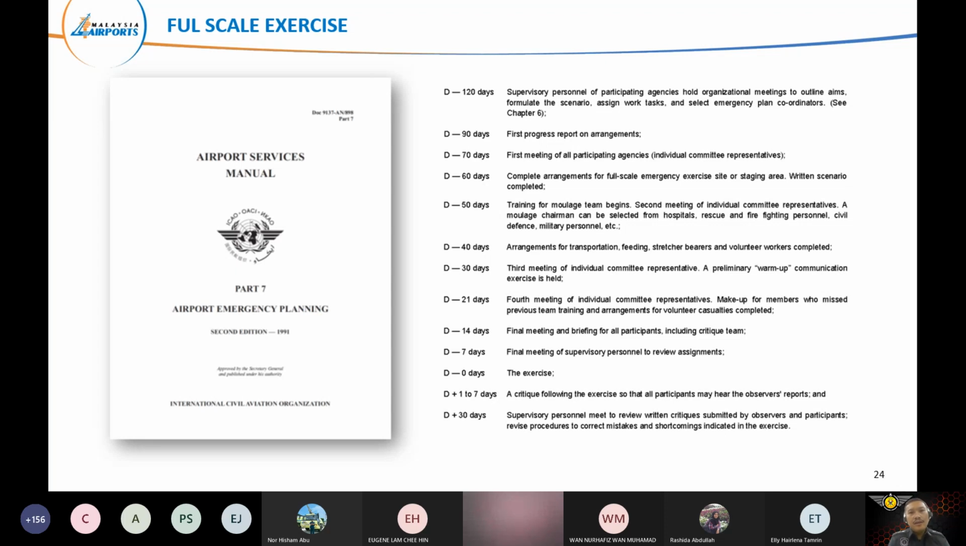If you do it earlier, then it's much better, because a full-scale exercise will involve so many scopes and so many agencies. So we need to do proper coordination among the agencies. Maybe we need to engage some agencies, maybe one by one, to organize this full-scale exercise. So I will share some examples of full-scale exercise in KL International Airport.